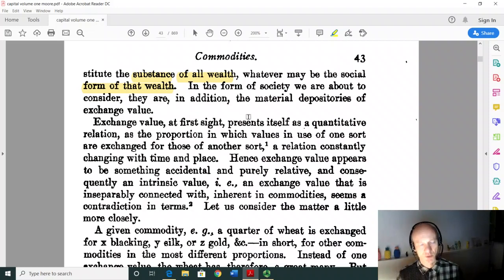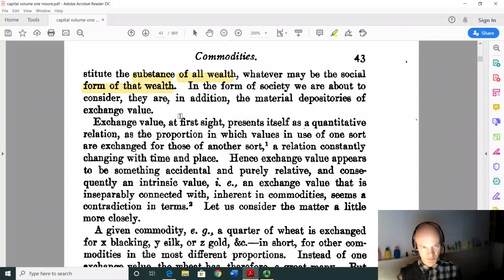So this goes back to what I said already, that Marx's presupposition here is that wealth takes different forms in different societies. So the substance of wealth is basically the utilities of all kinds of things that are constituted as being useful and thereby constituting wealth in society. And then that wealth takes a particular form.